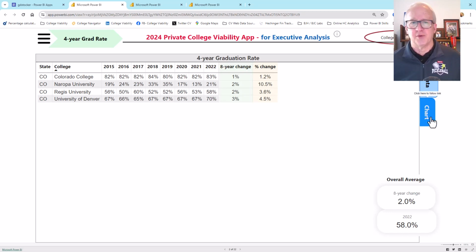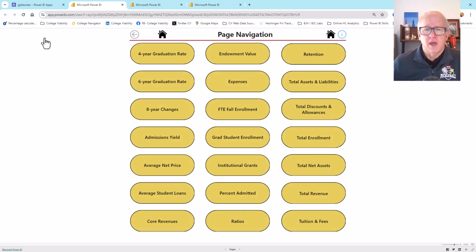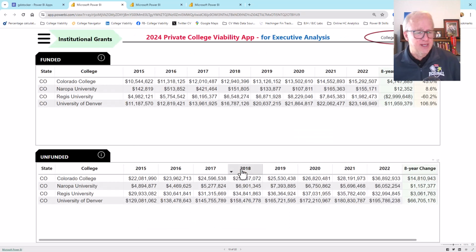And of course, the chart will show what that looks like. There's a chart. You can see that 3 of the 4 are at least dancing around the 50% mark. And then I want to show one called institutional grants right here. And I point this out because in this day and age, colleges are giving away lots of tuition discounts.